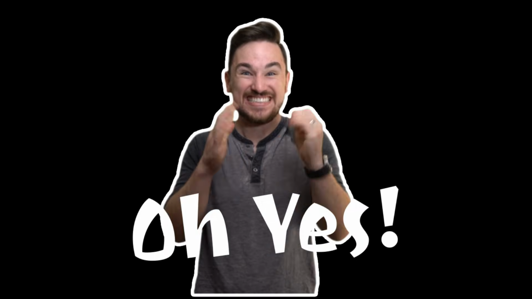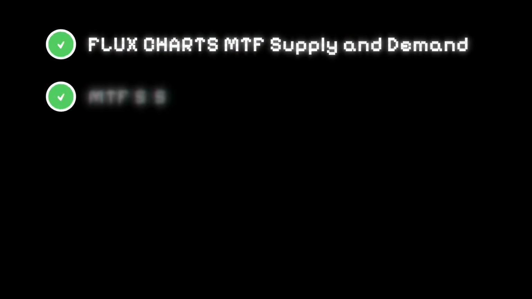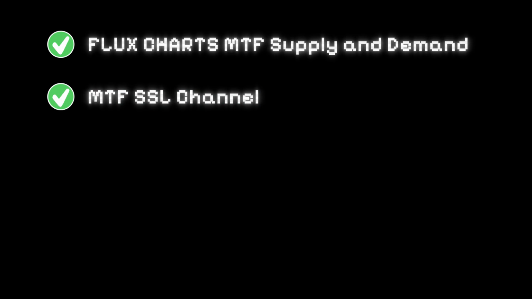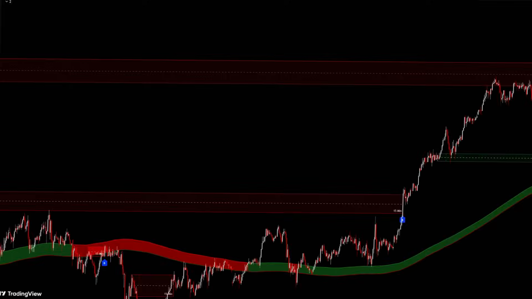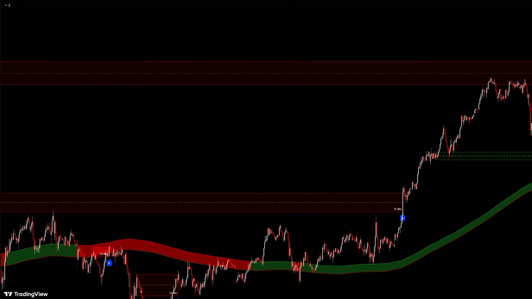Now everything comes together. We have the Flux Charts MTF supply and demand indicator identifying zones and break signals, and we have the SSL channel defining trend direction. Nothing more is needed. Let's walk through a real example. On this chart, price is clearly above the green ribbon. That tells us immediately the trend is bullish. And that single fact removes a lot of bad decisions.